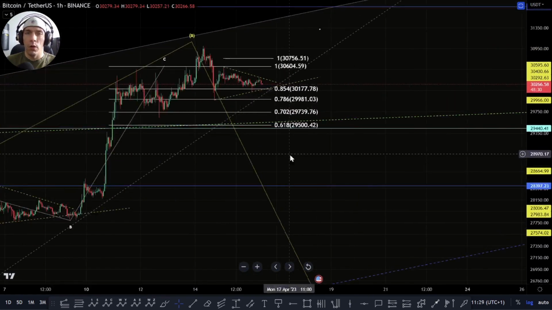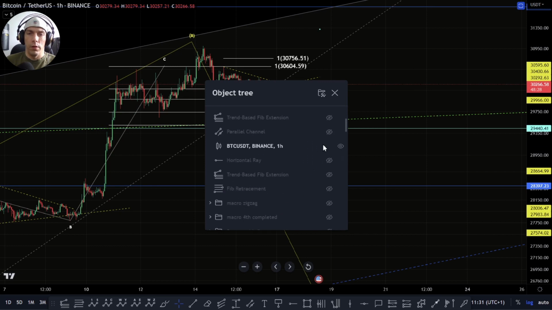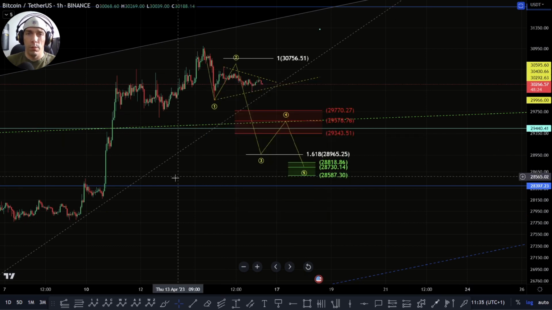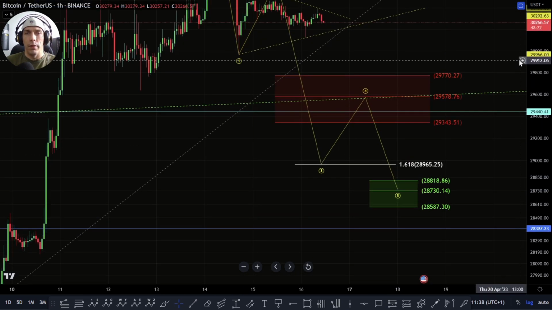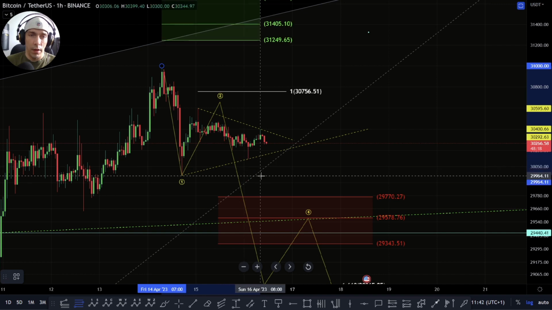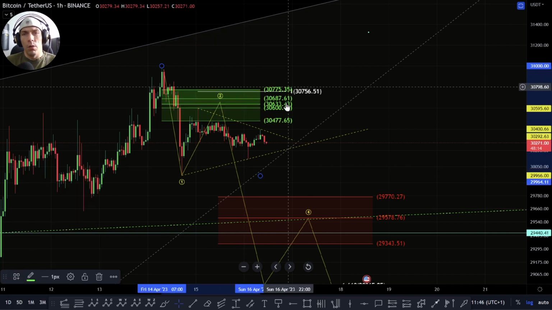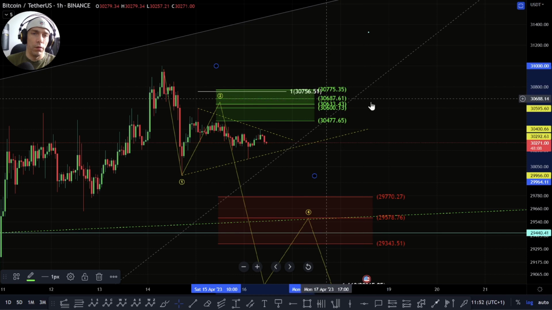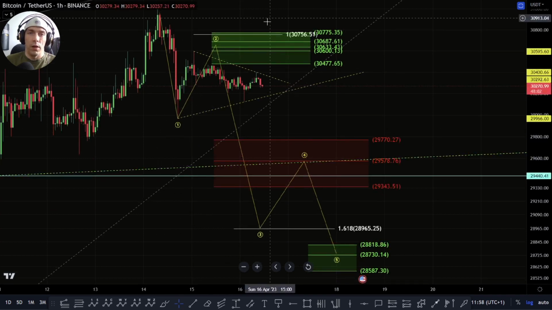So how would this look if we start to break down? So obviously, this would be very early analysis of it. What I would be looking for would be something like this. And that's where that rejection area comes into play again. Basically, we wouldn't want to lose this, we would want to get back above this 30,777, because otherwise we could still see something like this play out.